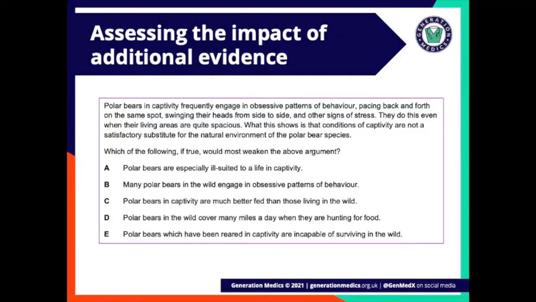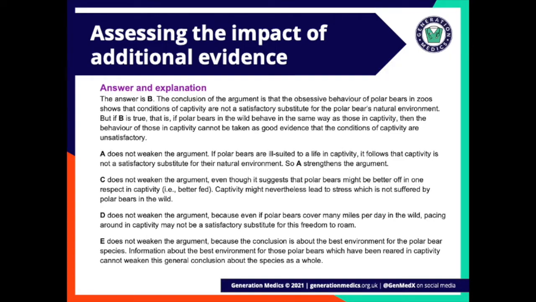The next type is assessing the impact of additional evidence. In this, you're given a passage of text, it will have the reasons and the conclusion. You're then given 5 statements and asked, for example, which statement weakens the argument the most, which statement strengthens the argument the most. You need to consider each one in isolation and see its impact upon the reasoning in the text. Here is an example for you to have a go at. Pause now. The answer is B. If you didn't get it, please go through the explanation on the screen now.